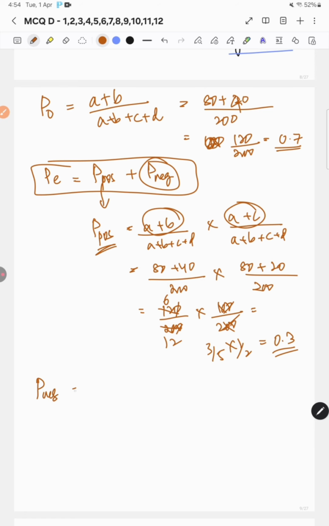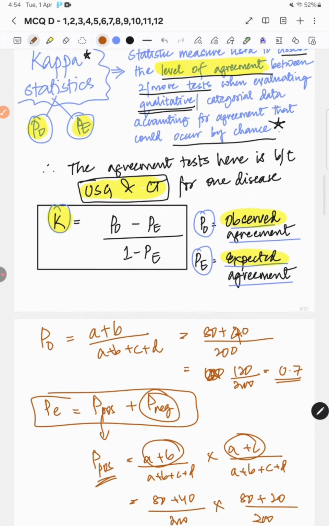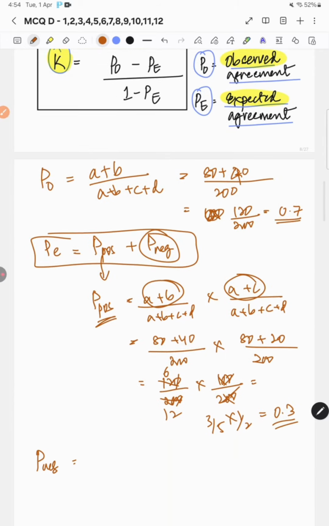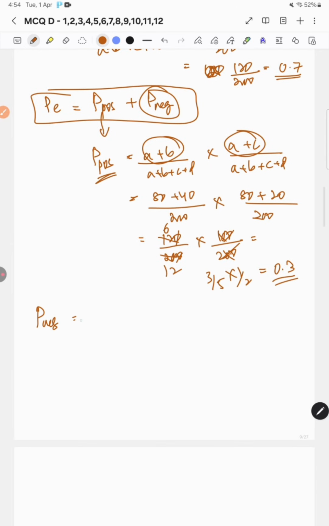Next we are going to calculate prevalence of negativity rates, right? P neg, that is negative. Now we are going to take the negative things here. So what are the negative things here? USG negative is C, and USG negative again here it is D. Again CT negative B, and USG and CT negative it is D. Got it? So write the formula. C plus D divided by A plus B plus C plus D into B plus D divided by A plus B plus C plus D, right?